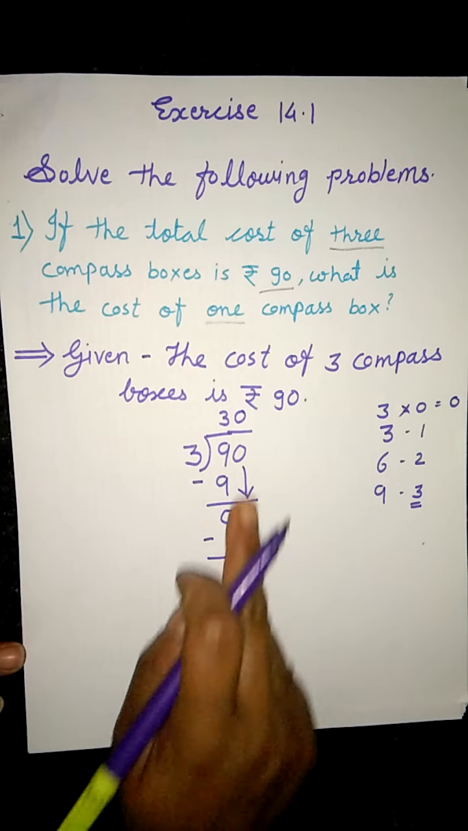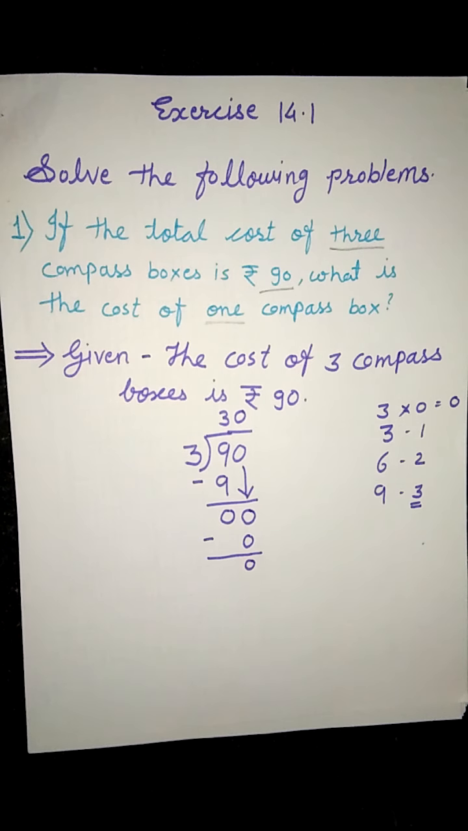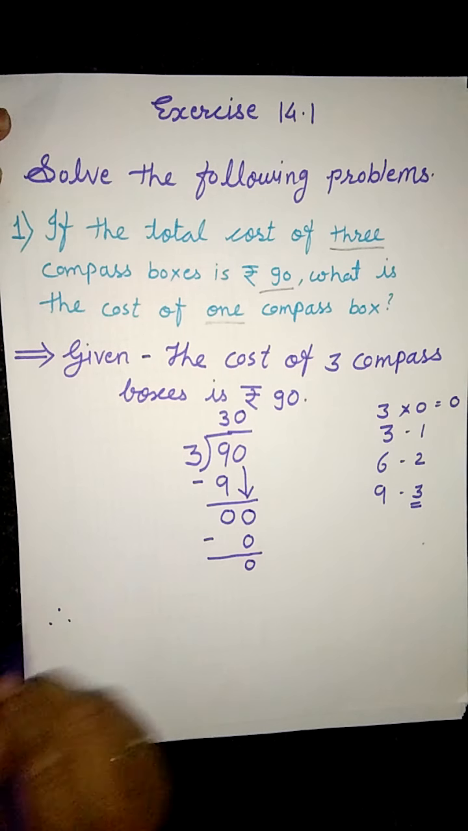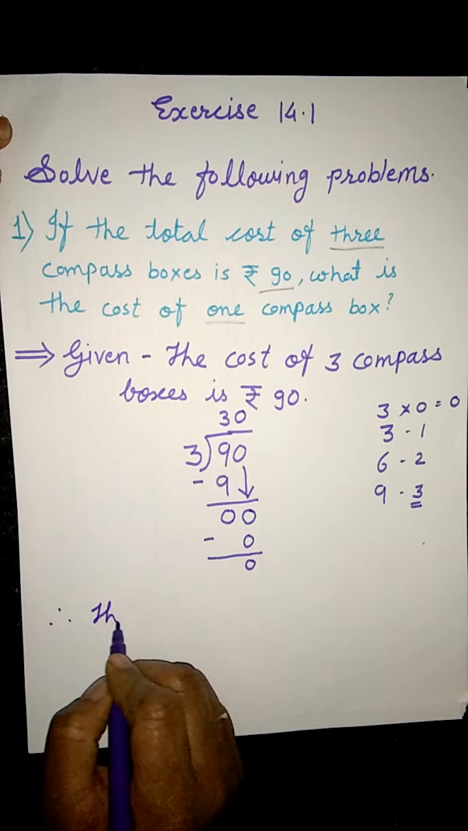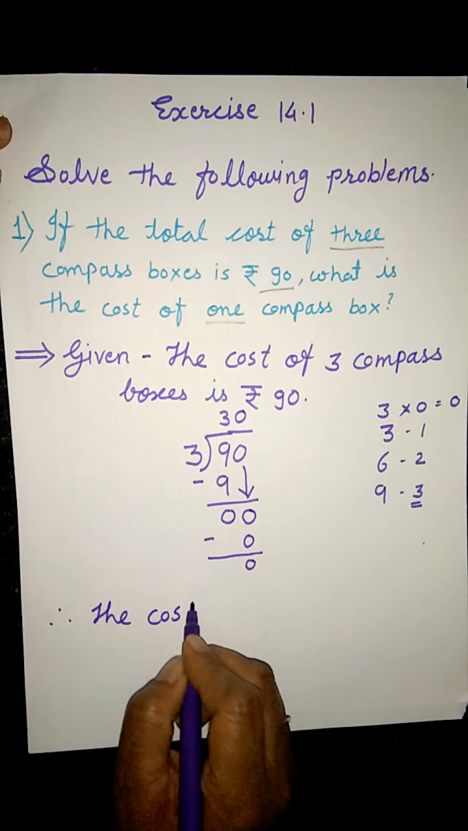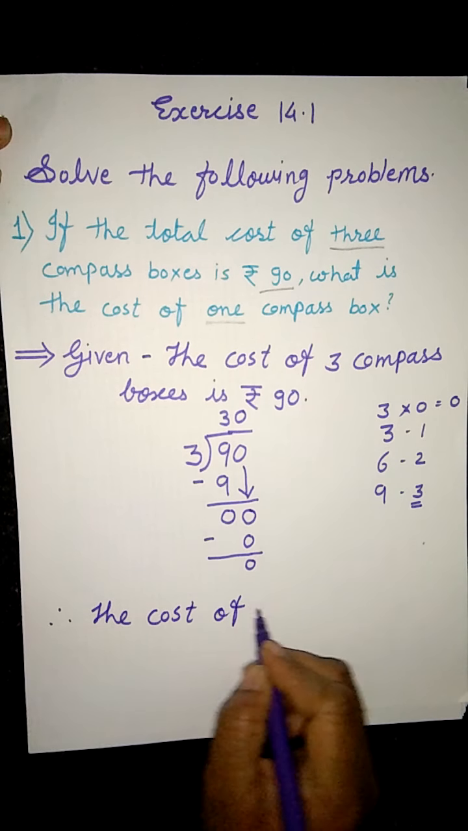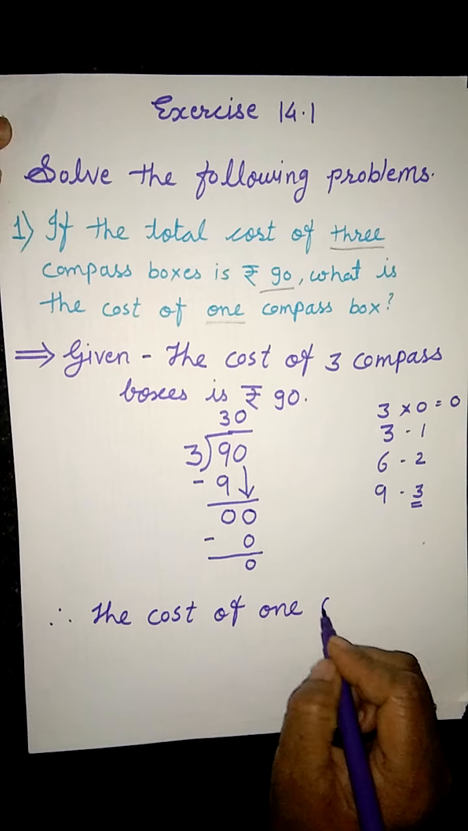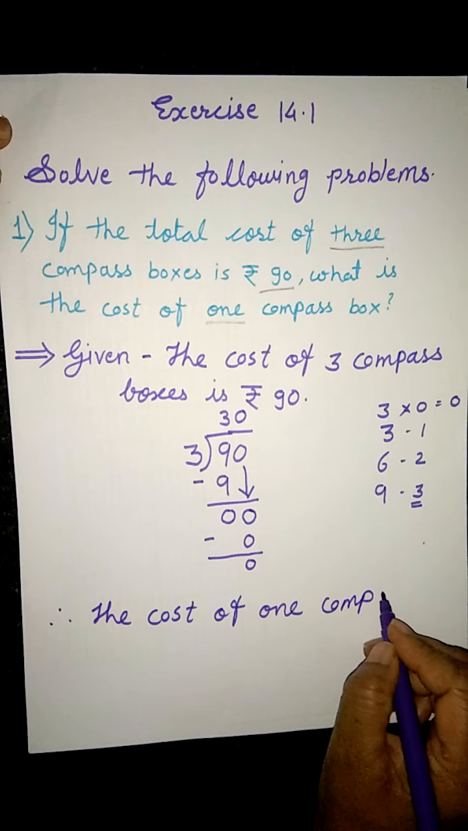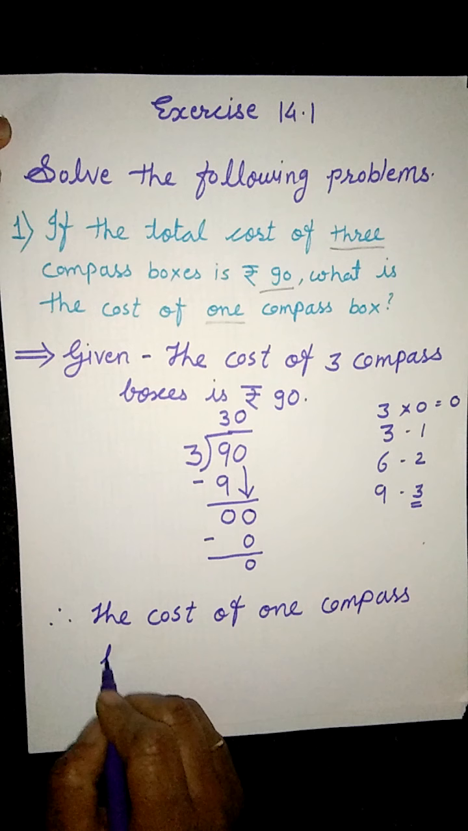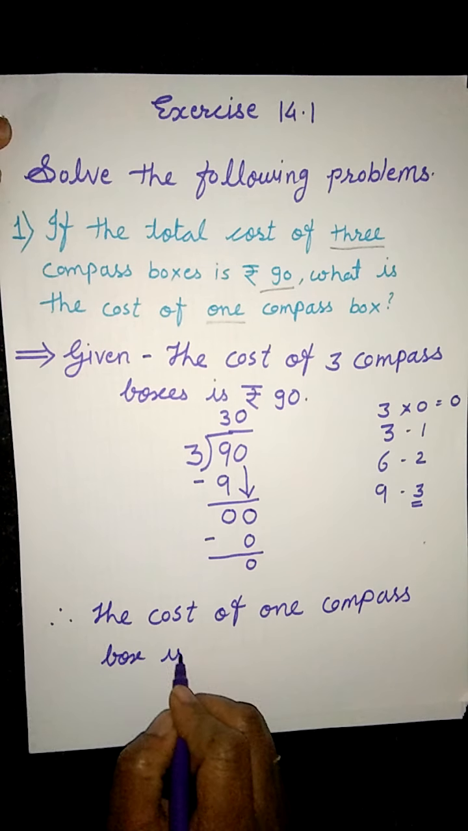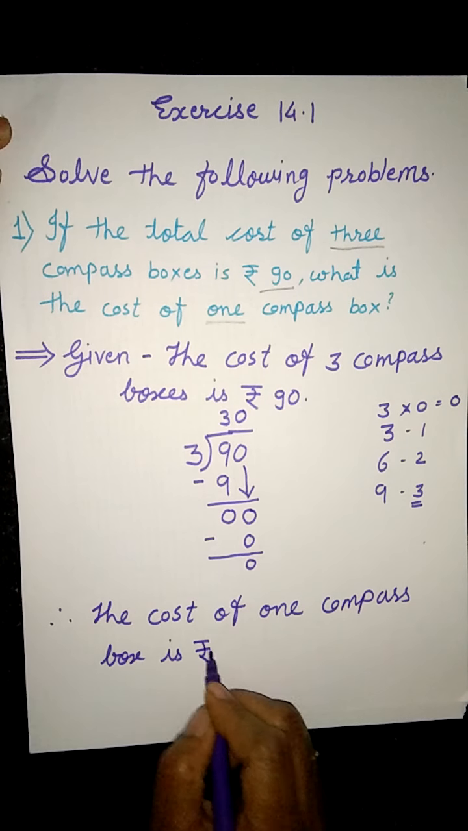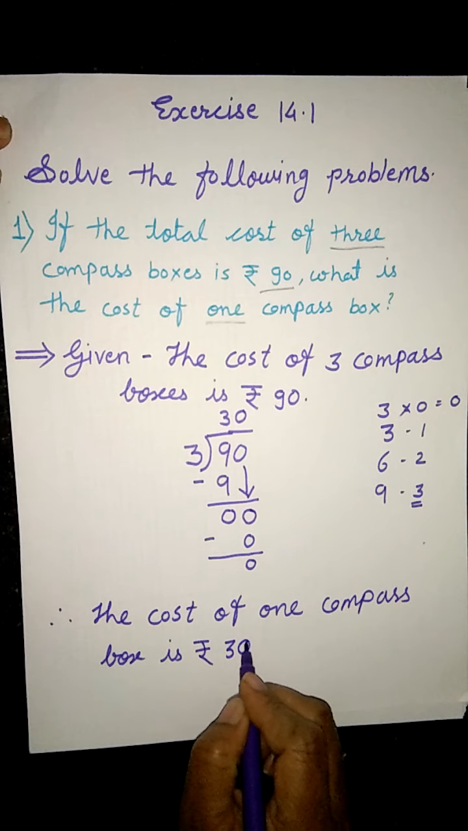We get 30 rupees. Now, therefore, the cost of one compost box is rupees 30.